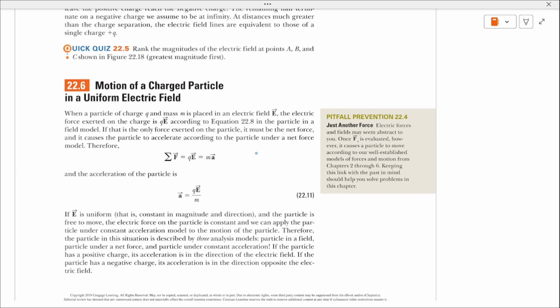Since the acceleration is constant, that means the kinematics equations from mechanics are valid here.